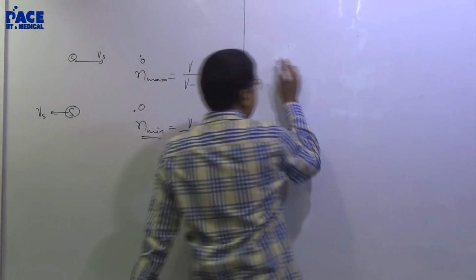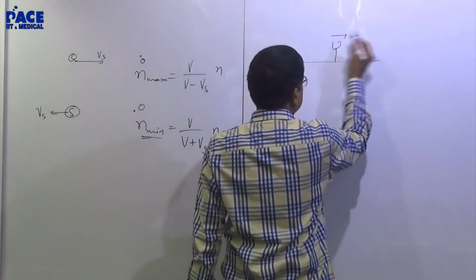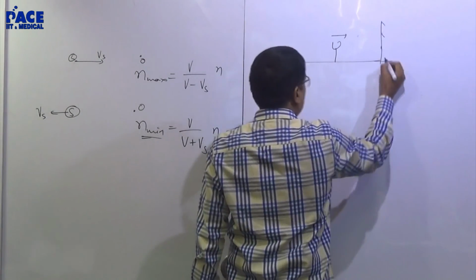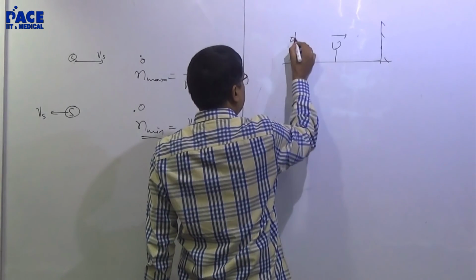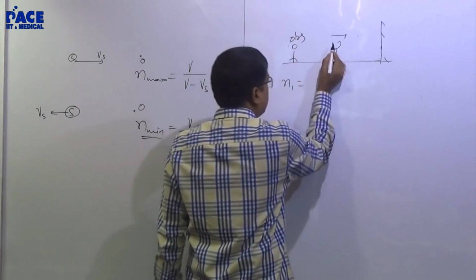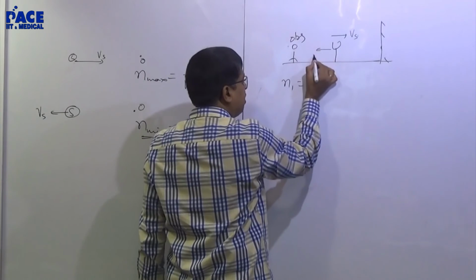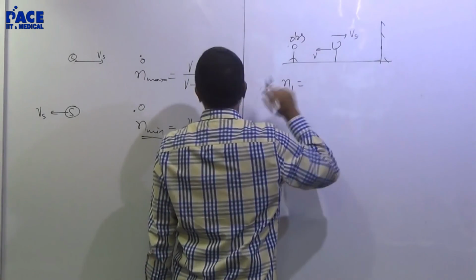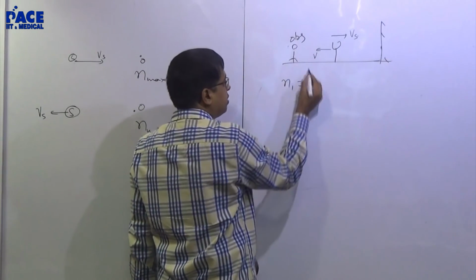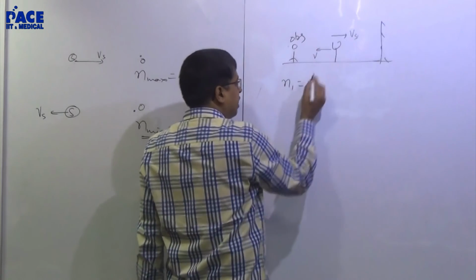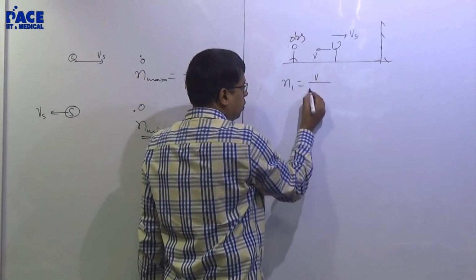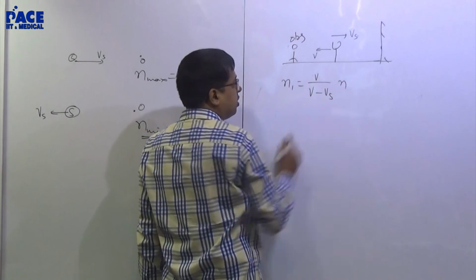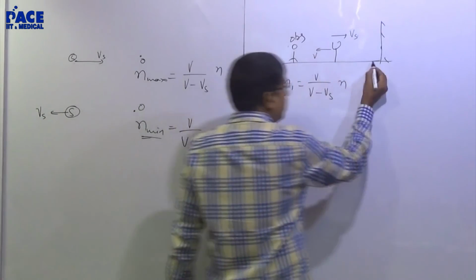Second, what if there is a tuning fork which is moving this way? There is a wall and there is an observer here. He will hear the first frequency directly from here. The first frequency will be sound in this direction. The observer is at rest, so N1 is V by V minus Vs into N. What is the other frequency?